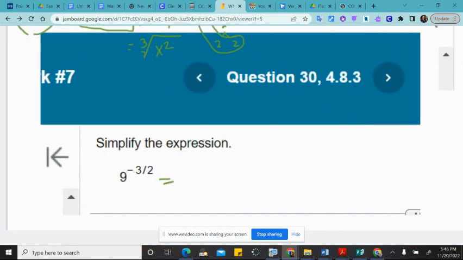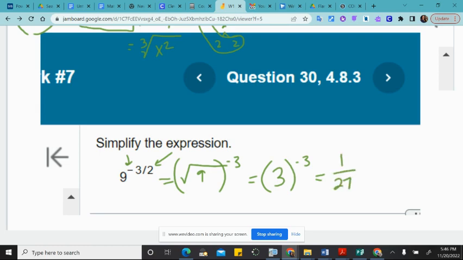Same idea here, except now we've got a negative exponent. So the bottom tells us we're taking the square root of 9. Then we're going to raise it to the new exponent of -3. Square root of 9, we all know, is 3. 3 cubed is 27, but that negative exponent means we got to do 1 over 27, right? Negative exponents means we're going to flip it.